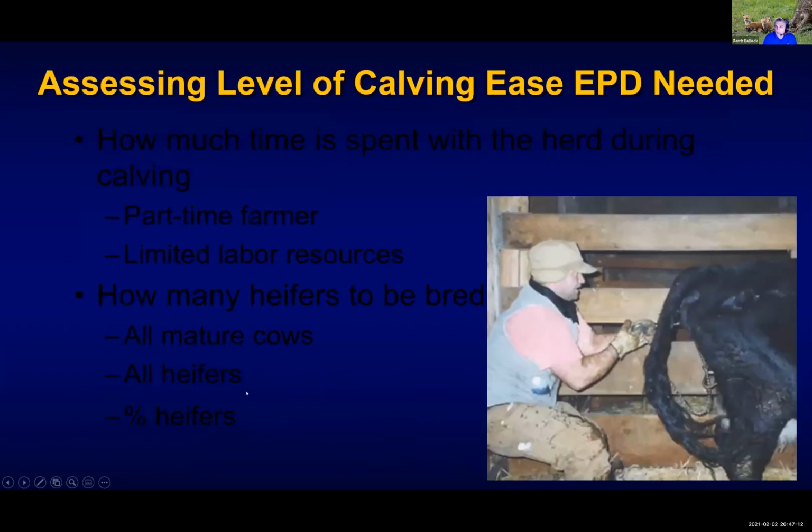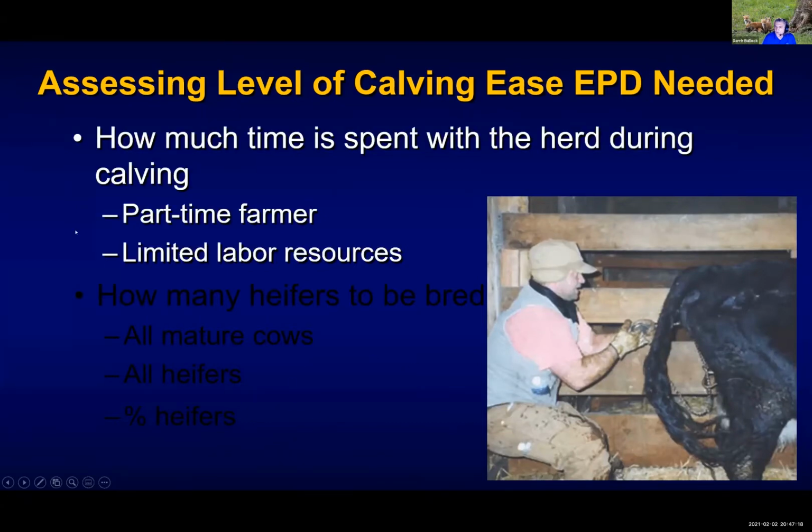So let's look at how we need to assess the level of calving ease that we need. The first one I'm going to talk about is how much time is spent with the herd during calving. You look at this picture over here, and you see this farmer pulling a calf, and everybody can say, "Oh, that's terrible." In actuality, that's not terrible. At least he was able to see that the cow needed assistance and provide it.